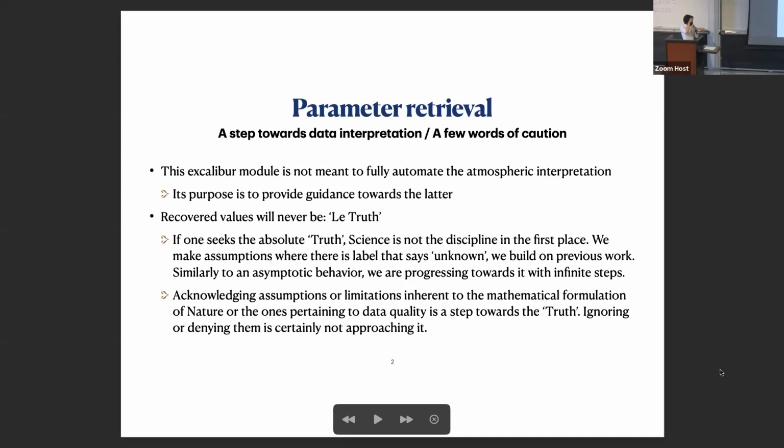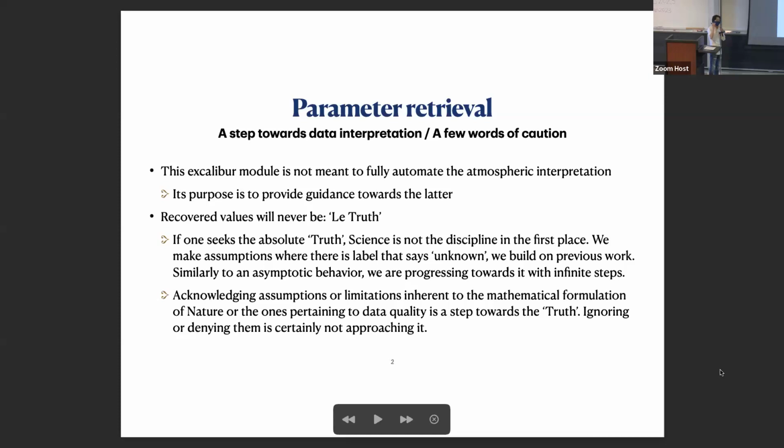Usually when people talk about parametric retrieval, they say this is going to tell us exactly what is inside those atmospheres with 100% certainty. And it's true for all retrieval: we have one interpretation of the data. We make a lot of assumptions, and the important thing is to never forget the assumptions we made behind it.